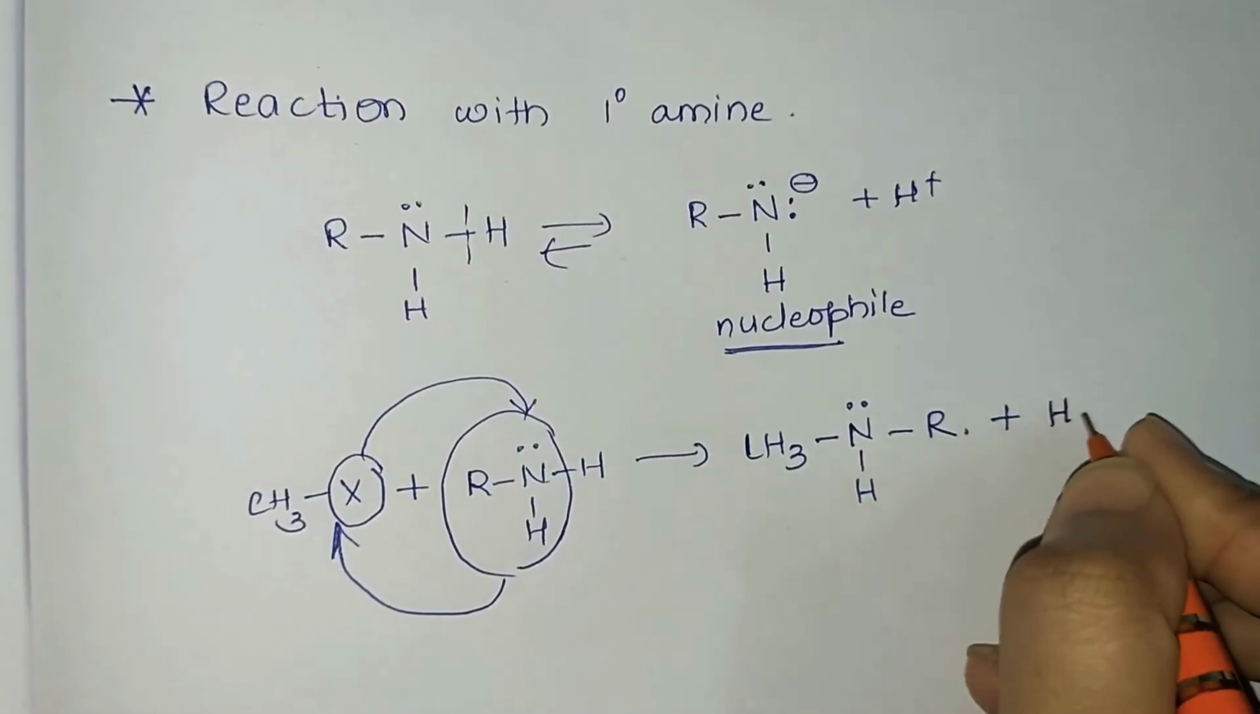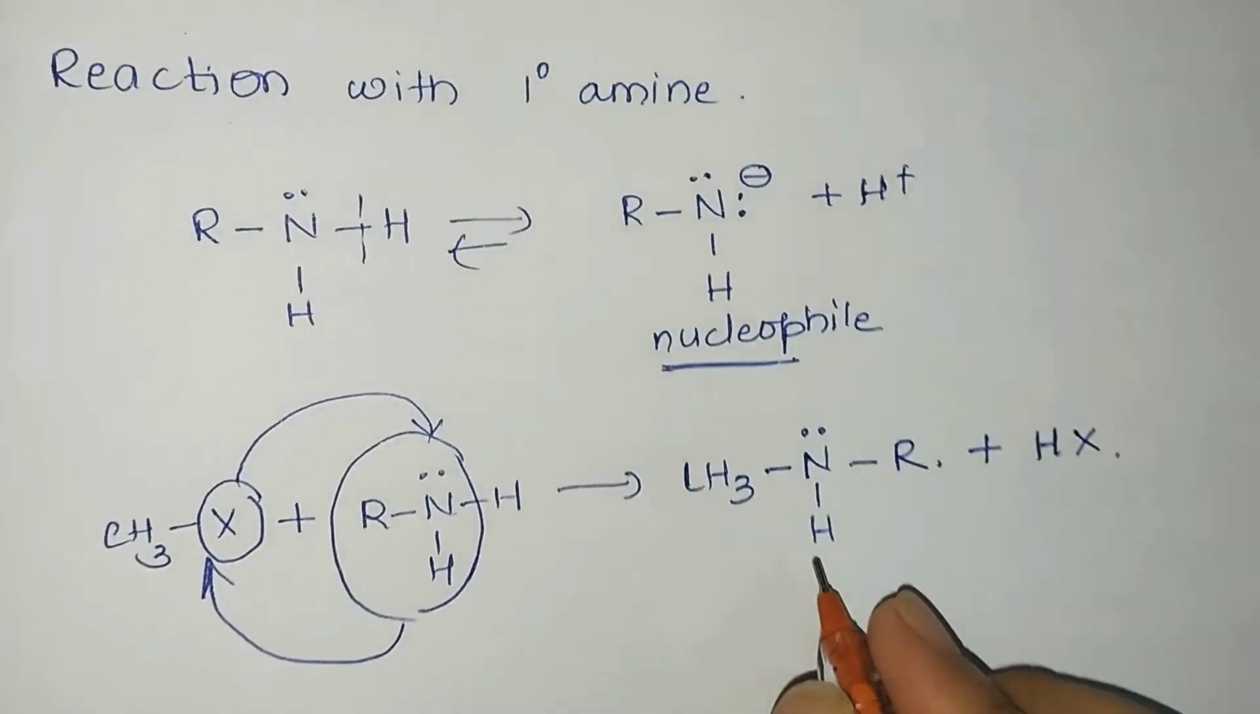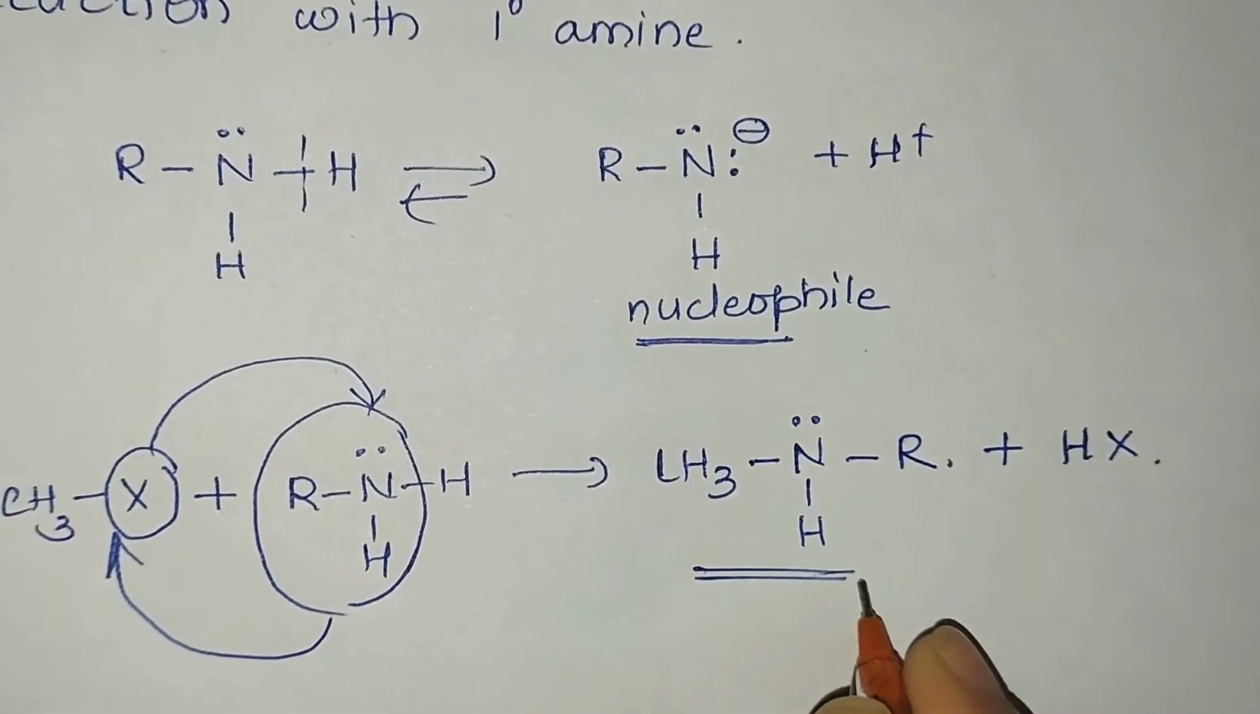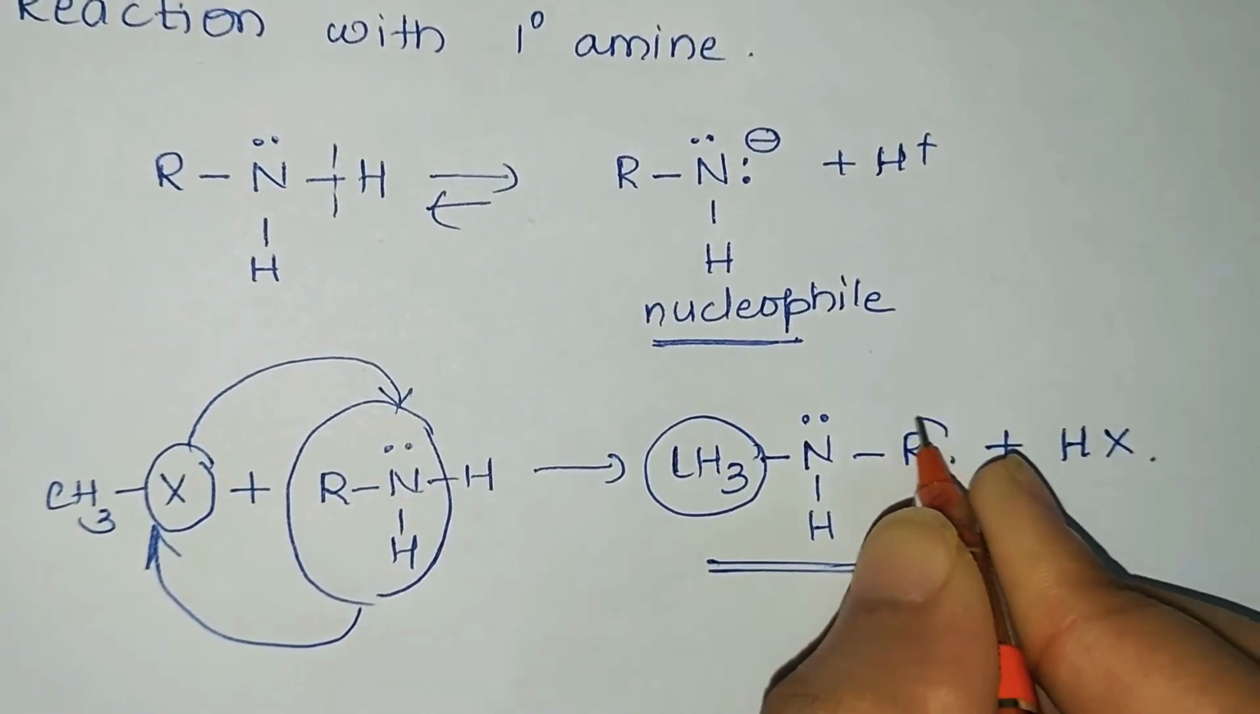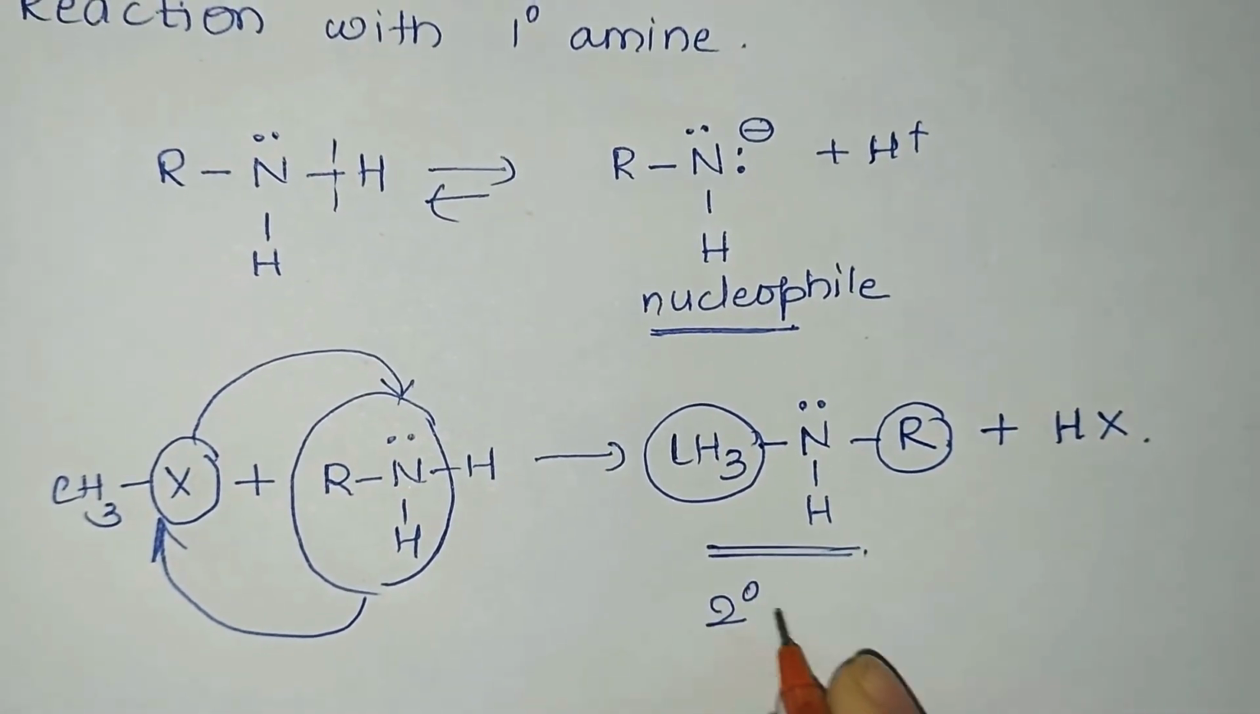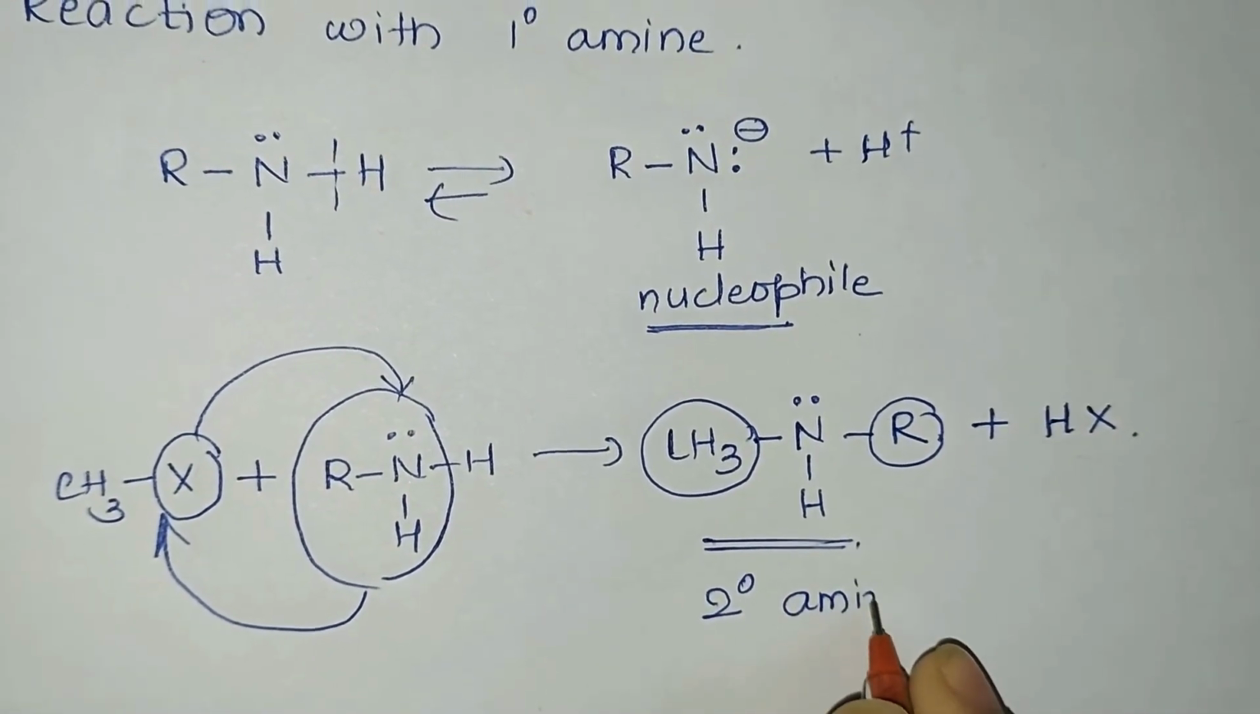So here you can observe that nitrogen is surrounded on two sides by 2 alkyl groups. So we call it as secondary amine, or 2 hydrogen of ammonia are replaced by alkyl group. So it is secondary amine.